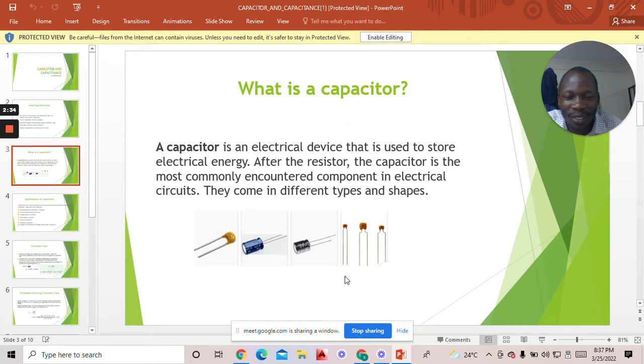So what is a capacitor? This is just an electrical device that is used to store electrical energy. And apart from the resistor, it is the second most commonly encountered component in electrical circuits. They usually come in different types and shapes, as you can see. These are not the only ones. We have electrolytic, ceramic, and some other types.